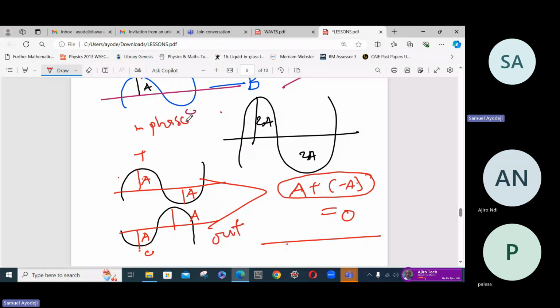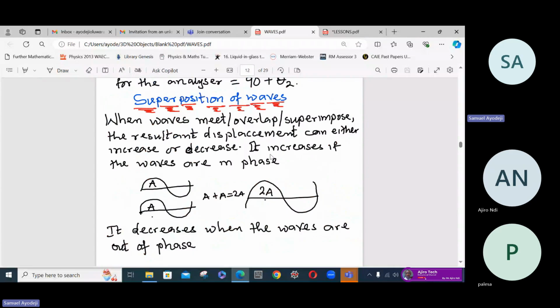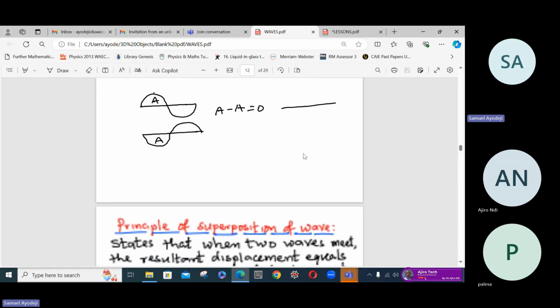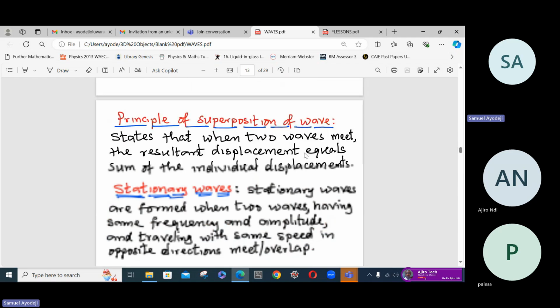So let me go back to this. Okay, yeah. So that's what I have here. When I say either increases or decreases, it increases when they are in phase. That's what I explained here. The next one is it decreases when they are out of phase. Is that understood? Yes, sir. Okay, fine. Okay, good.